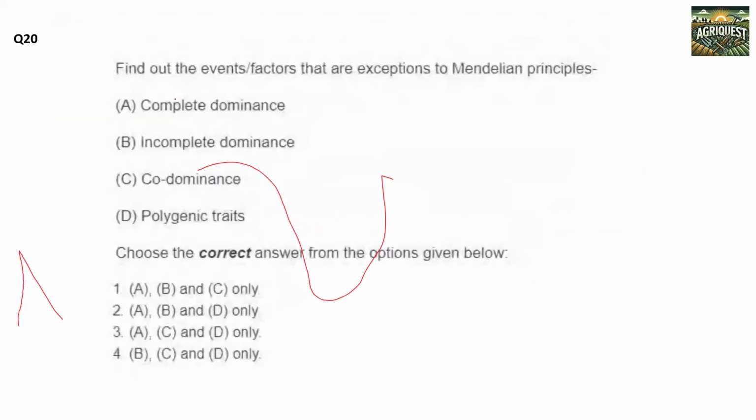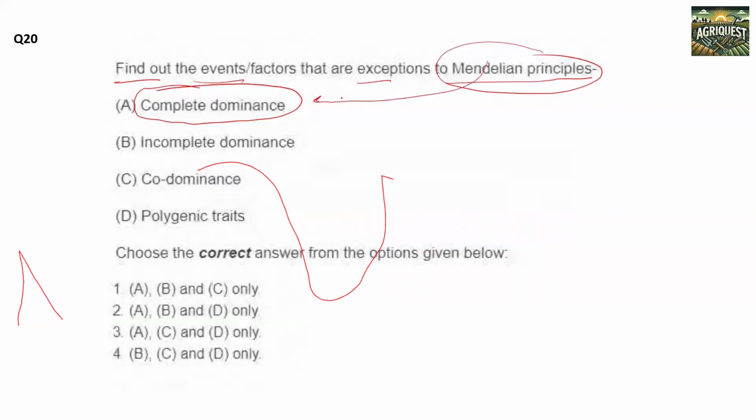20 number question, find out the event or factor that is an exception to Mendelian principle. The Mendelian principle is suitable only under the condition of complete dominance. What are the exceptions? Incomplete dominance, codominance, and polygenic traits all come under exception conditions. So B, C, D is the correct answer. So the fourth option is correct.